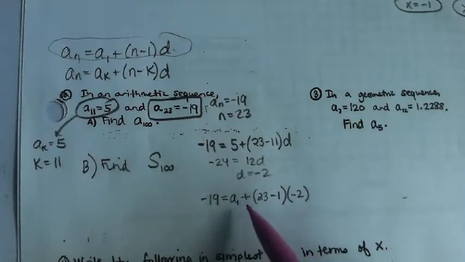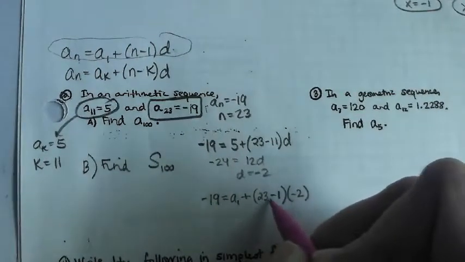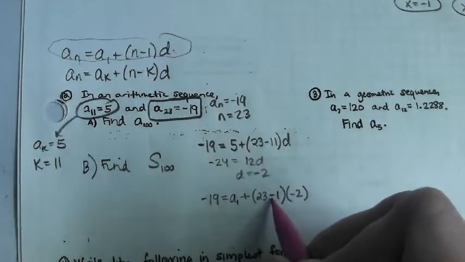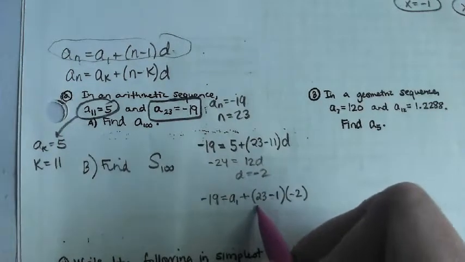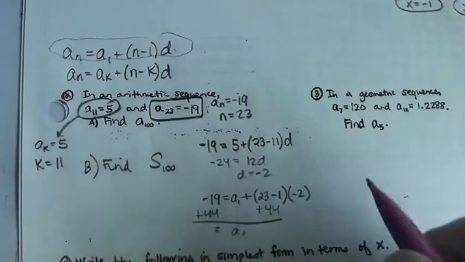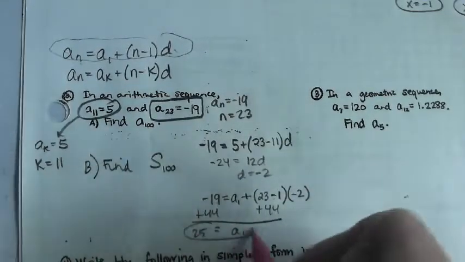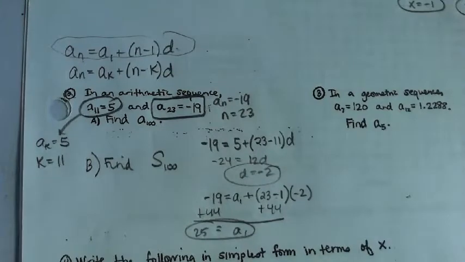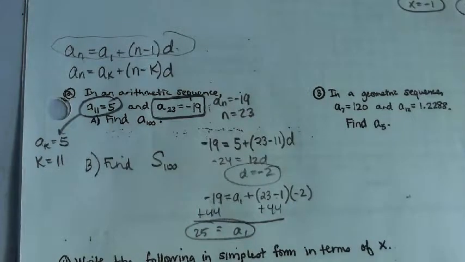And so we can solve for A sub 1 here by 23 minus 1 is 22. 22 times negative 2 is negative 44. So add 44 to both sides, and A sub 1 will equal 25. So with those two pieces of information, now I can find the 100th term.